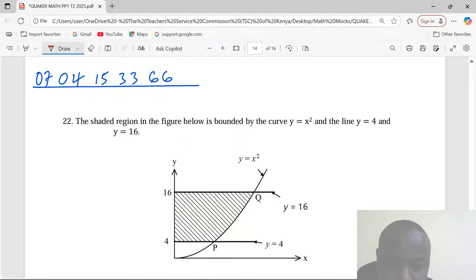Part 22 now. Number 22. Again, a very good question, which I hope you guys shall understand. A very simple question. We can work it out.